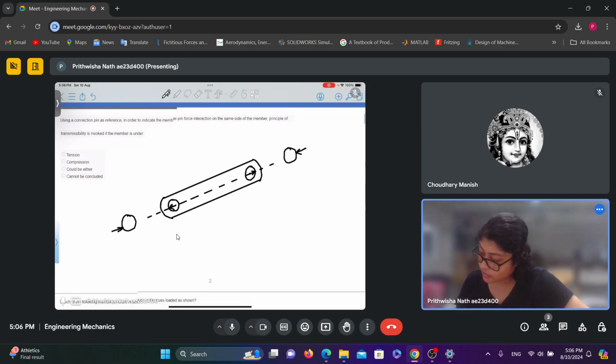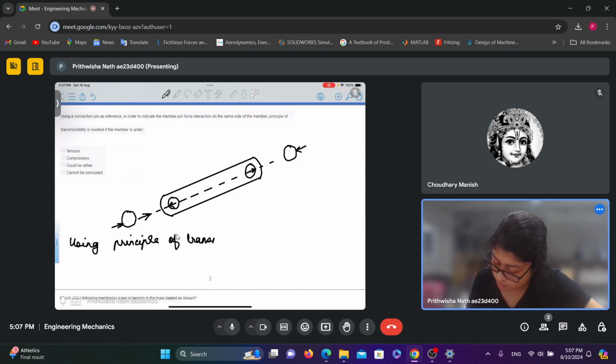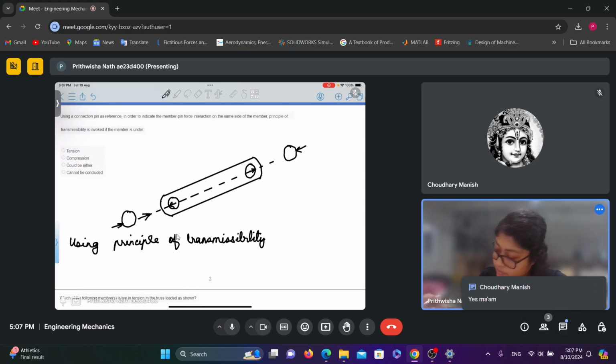Now, using principle of transmissibility, we can move this force along this line. Right? Is it clear? Okay.